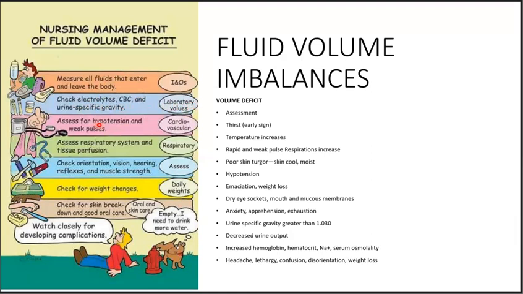We also need to assess for hypotension. Remember, we said he would suffer from hypotension, and we also want to evaluate for weak pulses. In terms of respiratory, we want to assess the respiratory system. Remember, we said respiration would increase, because that will give us an idea of tissue perfusion, oxygenation and ventilation, and all of that. So you also want to check orientation, vision, hearing, reflexes, and muscle strength. We also want to check for weight changes, skin breakdown, and good oral care.